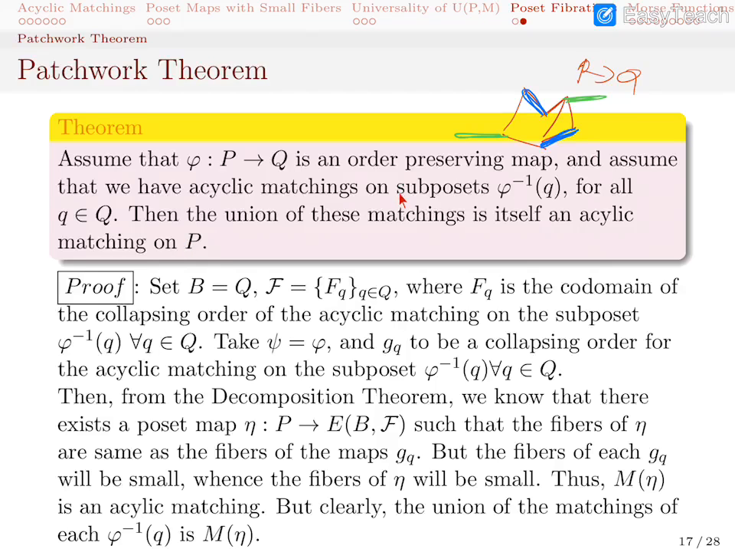So essentially one can just break up your poset P into small subposets and treat them locally and finally combine everything. Local treatment is enough in this setup. That is what this patchwork theorem essentially gives us. Now let us look at a proof of it. This is just a direct application of the decomposition theorem.